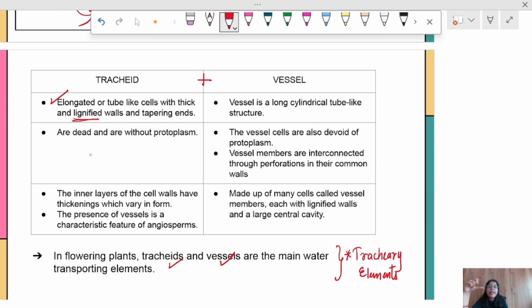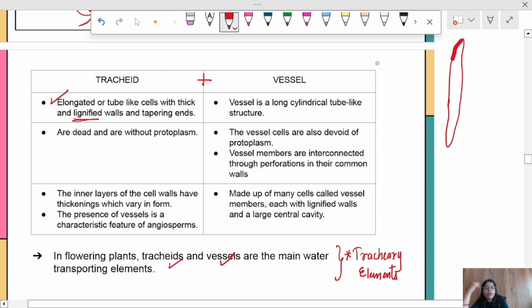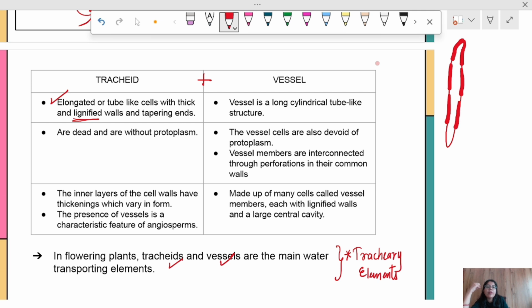It is elongated, tube-like and dead. So if I want to simply draw a tracheid with the tapering ends, I can draw it like this. Okay, they don't have pointed sharp ends, they have tapering ends, and they have thick lignified walls, right? Thick lignified wall. They are hollow from inside. As a result, what will happen? You can conduct water through them like this.